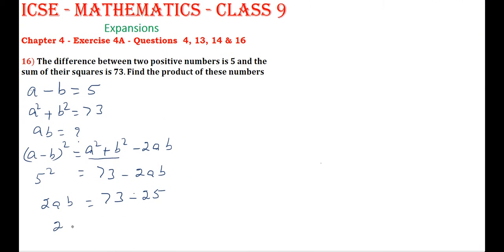So 2ab equal to 73 minus 25 is 48. So ab equal to 48 divided by 2 equal to 24. So the answer is ab equal to 24. So it means the product of these numbers is the answer.